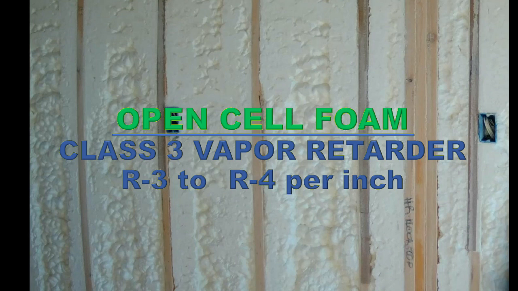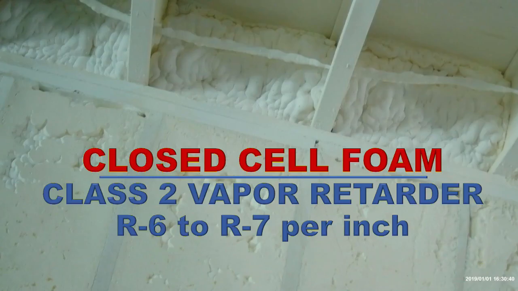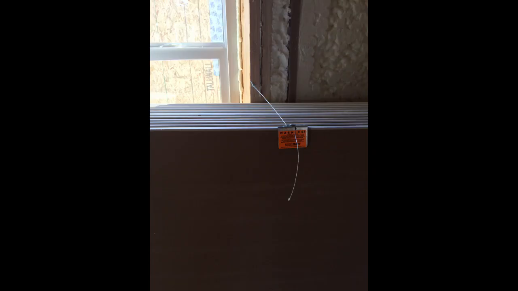Open cell foam is more vapor open and more like a class 3 vapor retarder and has an R value of about R3 to 4 per inch. Closed cell is a class 2 vapor retarder and has a value of about an R6 to 7 per inch. Remember that all foam plastics are required to have a thermal or ignition barrier installed per the IRC section R316.